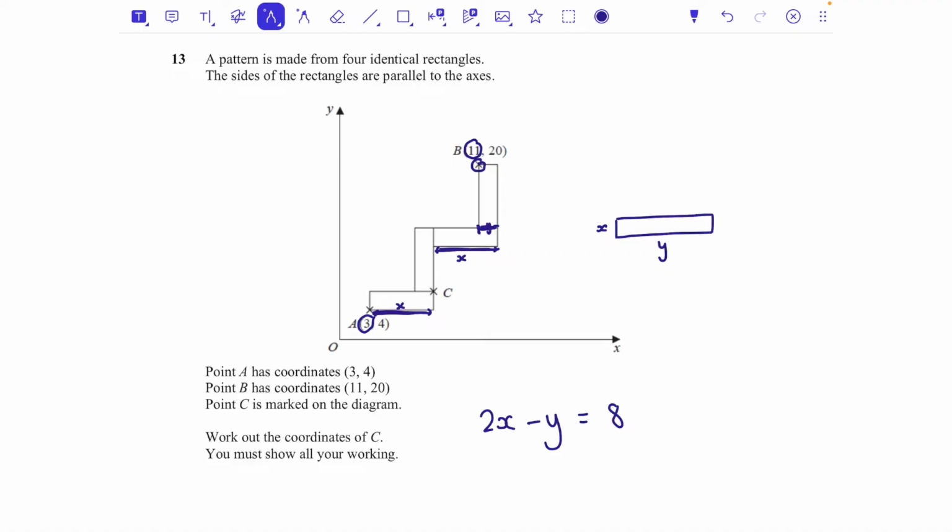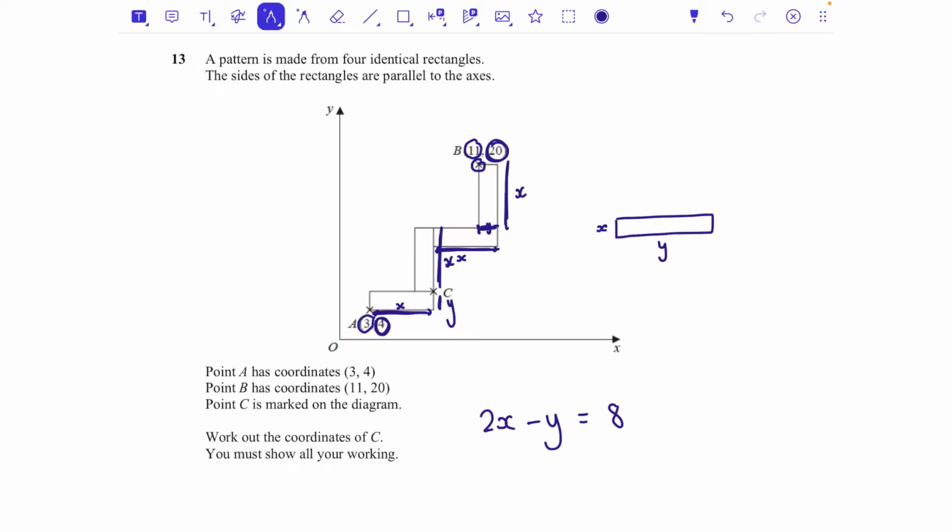Now let's look going up in the y direction. So I've gone from 4 here up to 20. So it's 16 bigger. How have I got there? Well, let's have a little look. I've got y here, and then I've got x here, and I've got another x here.